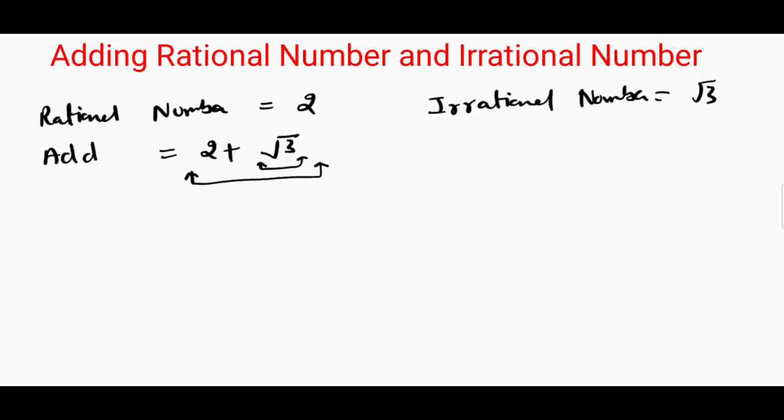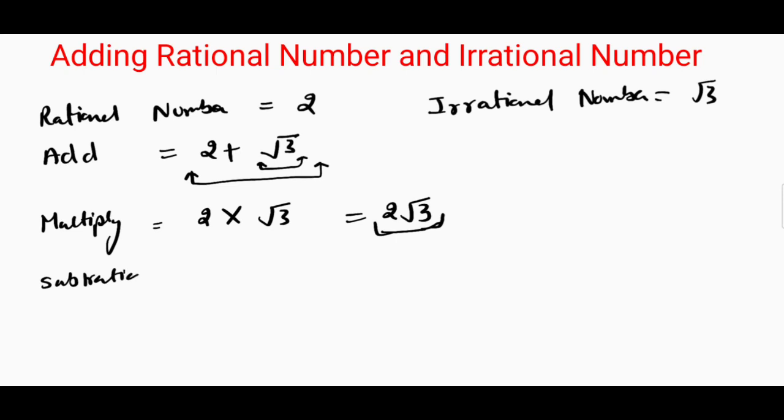Now see, if we multiply these two numbers, 2 multiplied by square root of 3 is equal to 2 square root of 3. So this is also an irrational number. So if we multiply one rational number with an irrational number, we will get an irrational number. Let's see for subtraction also. If I subtract square root of 3 from 2, I will get 2 minus square root of 3.